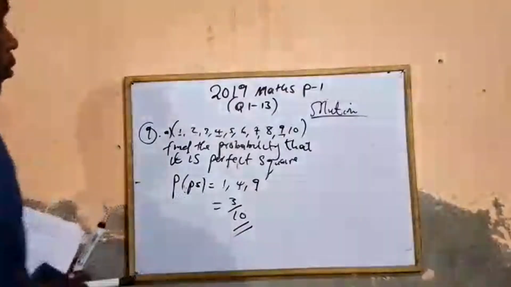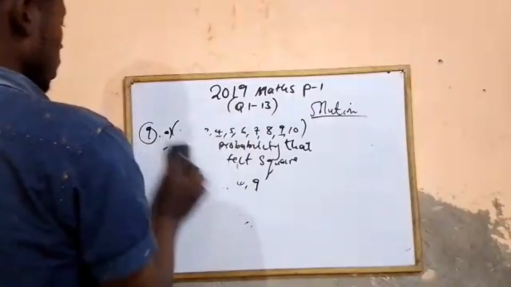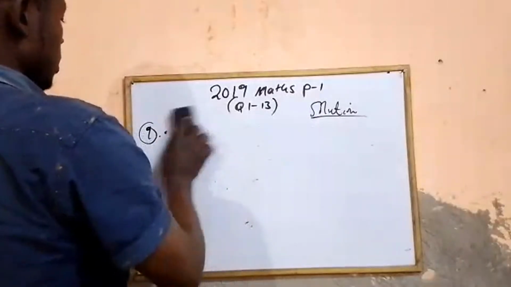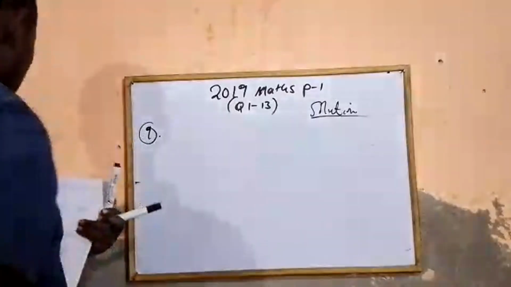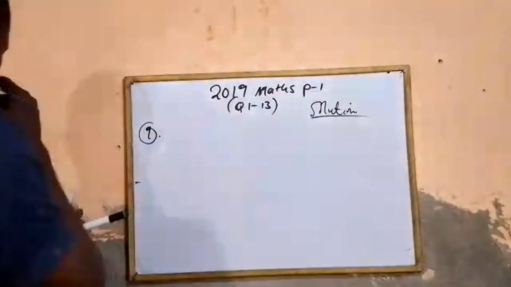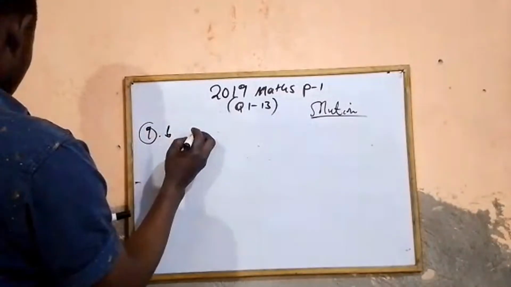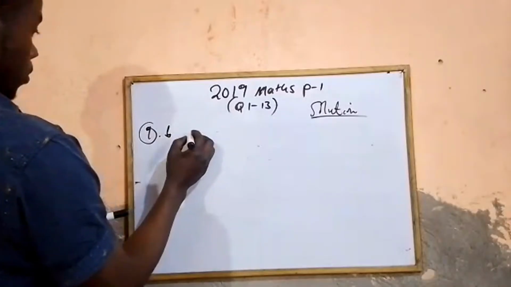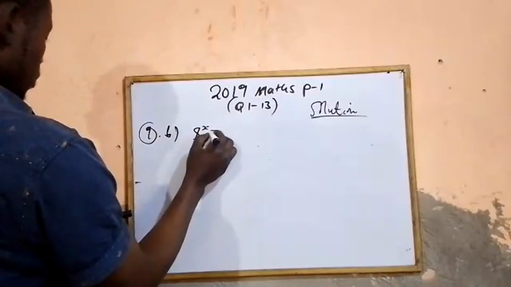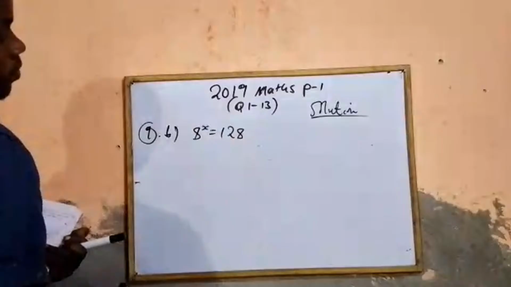Okay. So now let's move on to question 9B, because we were answering question 9A. Okay. So we have question 9A. Now question 9B, we're saying solve the equation 8 power x, which will be equal to 128. Okay?